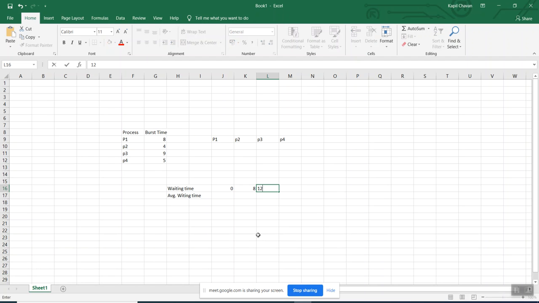P3 is 12 because after 8 plus 4 the P3 is going to start. So the P3 waiting time is 12 and the P4 waiting time is 8 plus 4 plus 9, that is nothing but the 21. So this is the waiting time for all the processes. So obviously the confusion is going to happen.